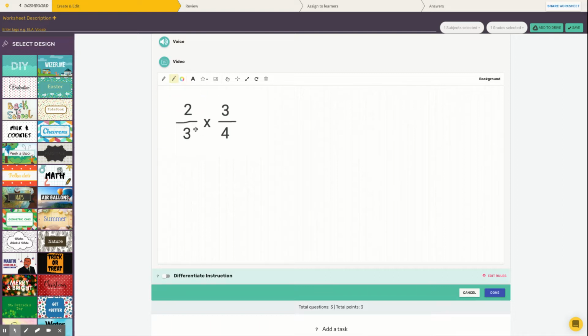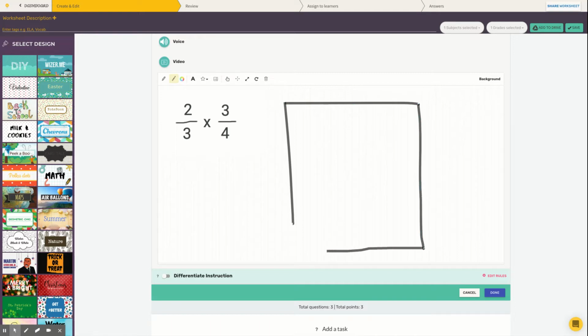So we talked in the last few slides or lessons that the denominator indicates how many columns and how many rows. So I'm going to start by drawing my model here. The only thing I don't love about this draw feature is it's hard to erase. You actually have to put it in the trash can. It's not super easy. So hopefully they'll come up with an eraser tool soon.